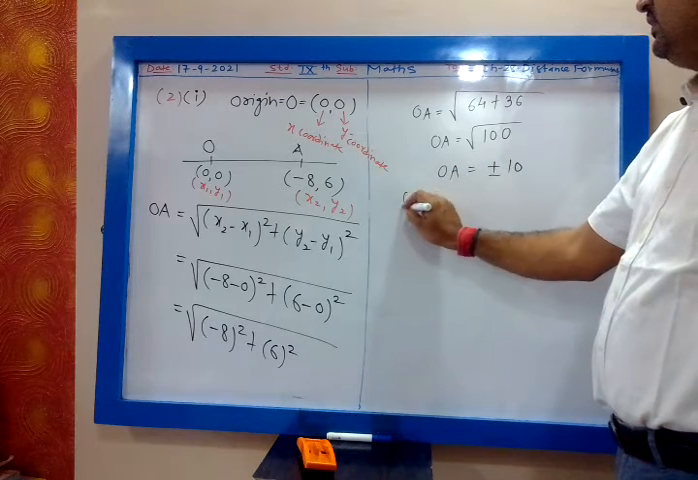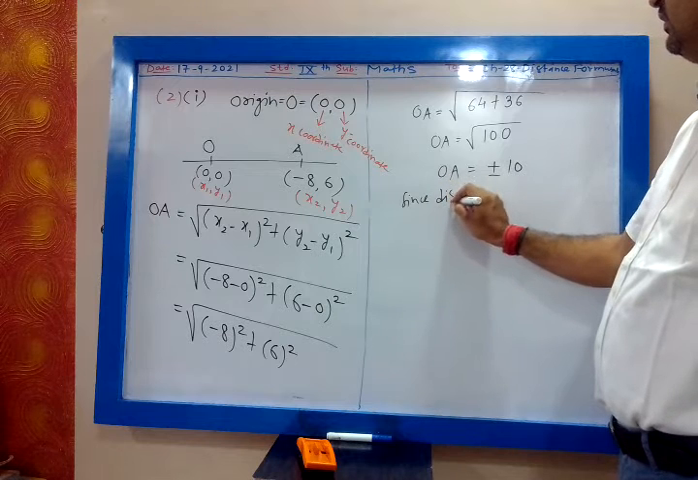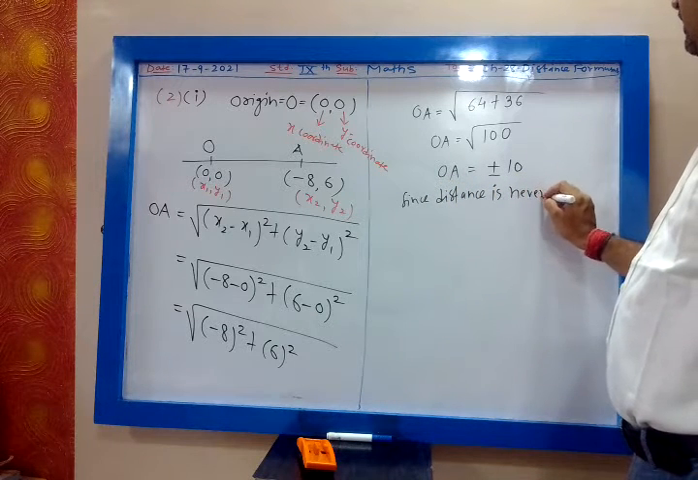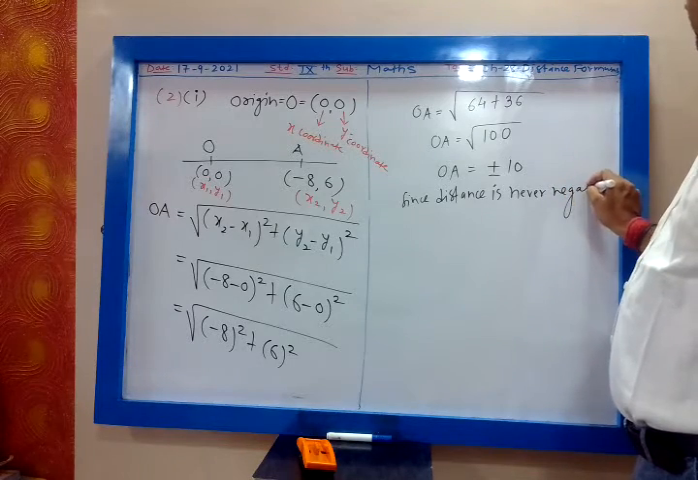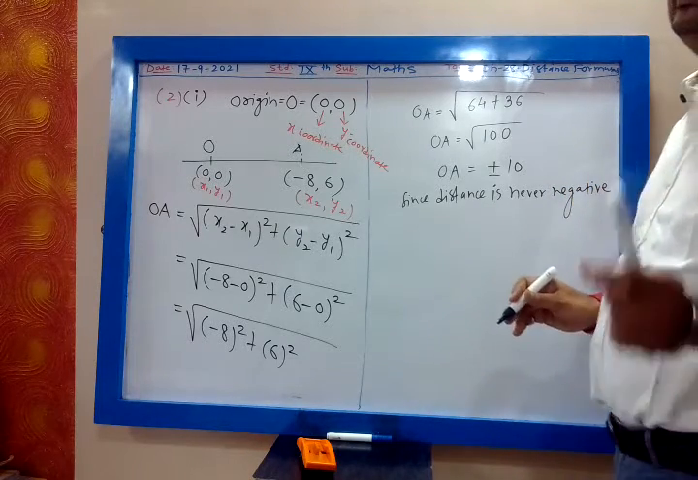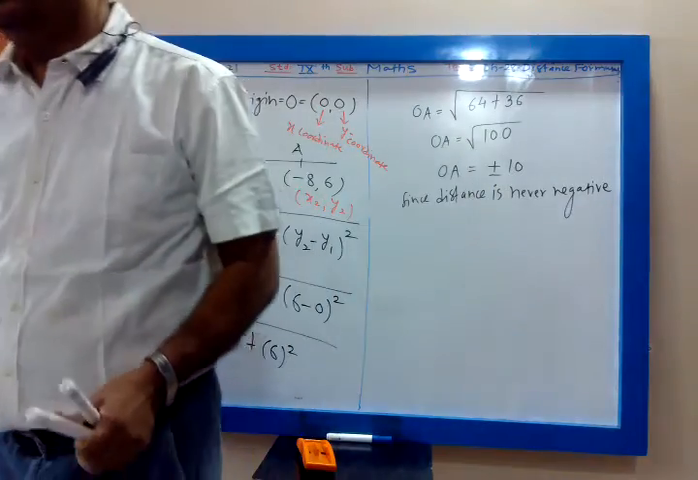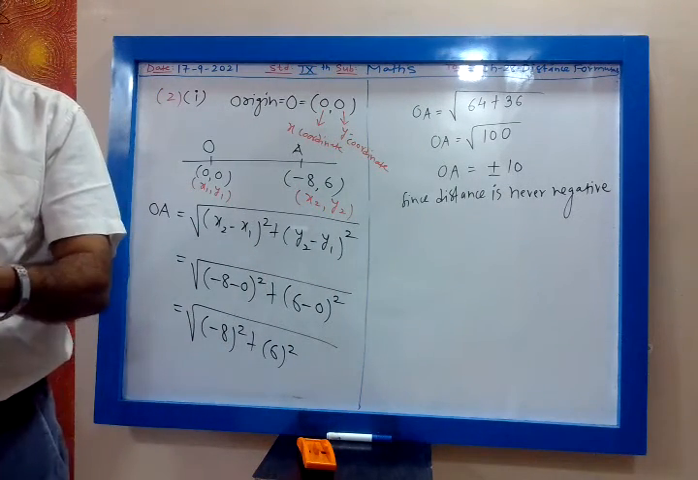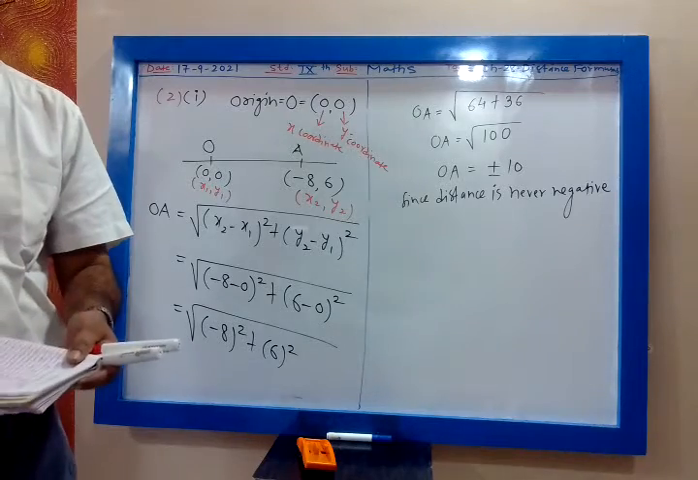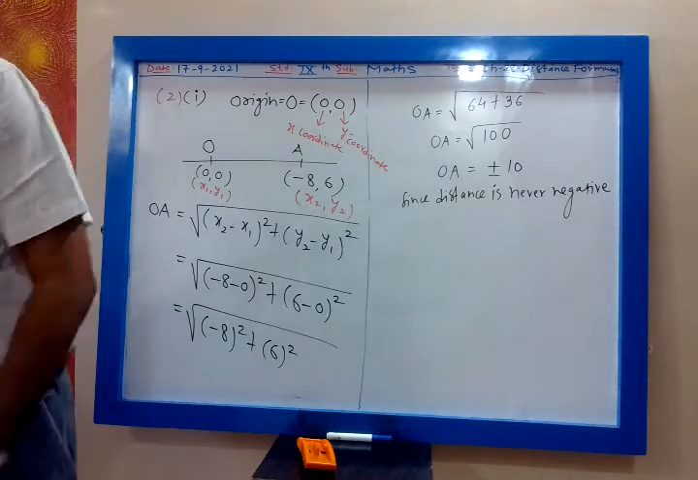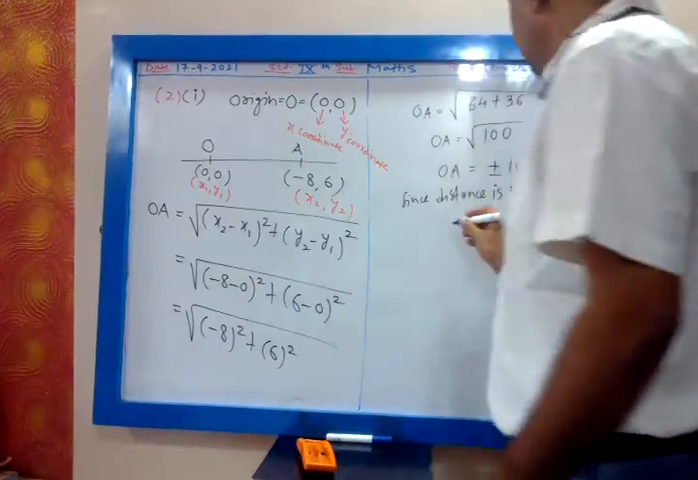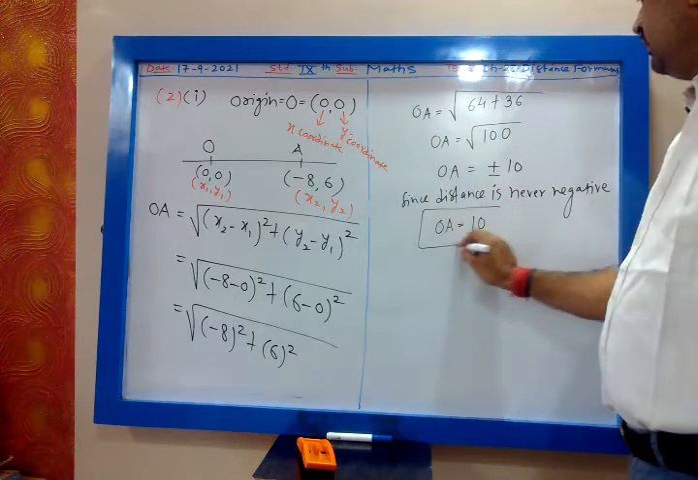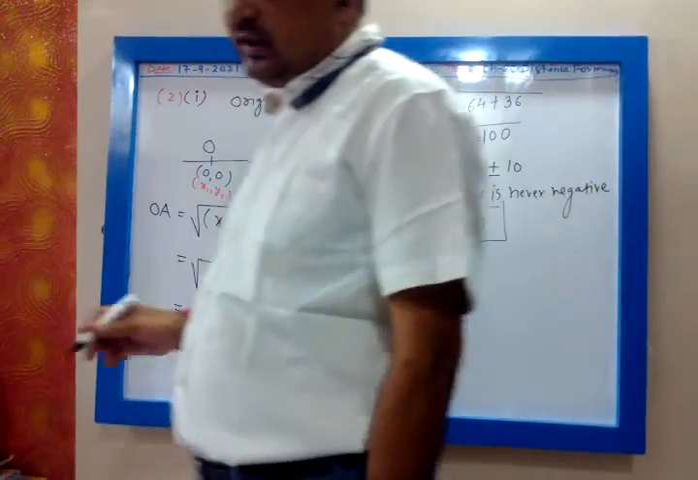Now since distance is never negative, the minimum distance can be 0, but it can never be negative. Remember this. So OA will be 10. So distance between origin and the given point is 10.